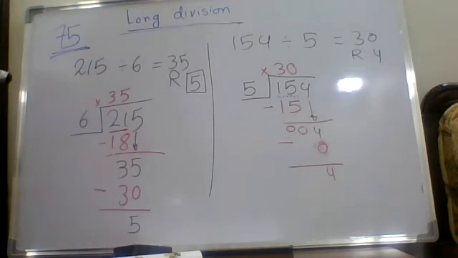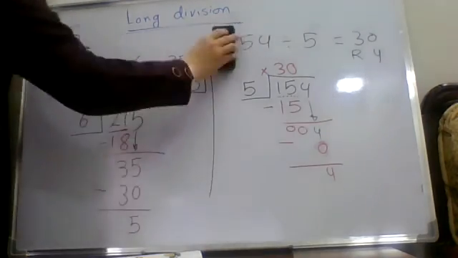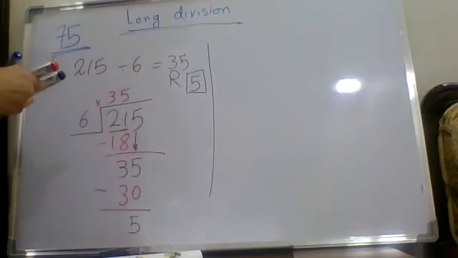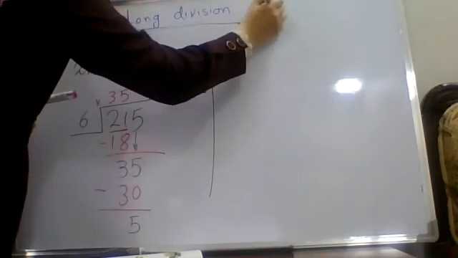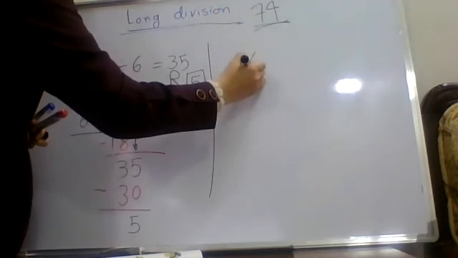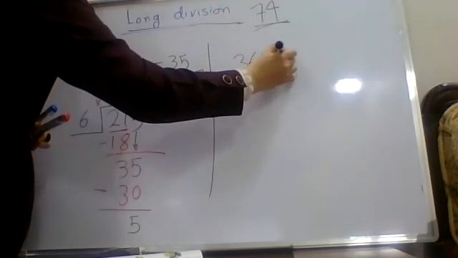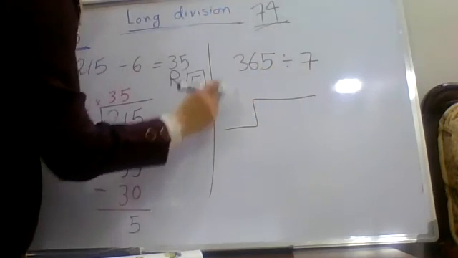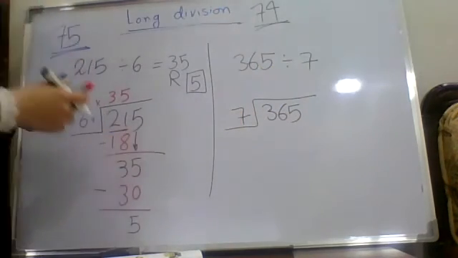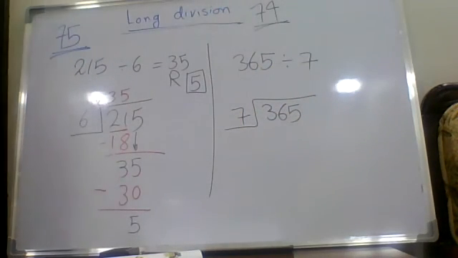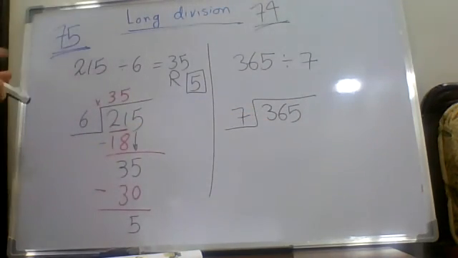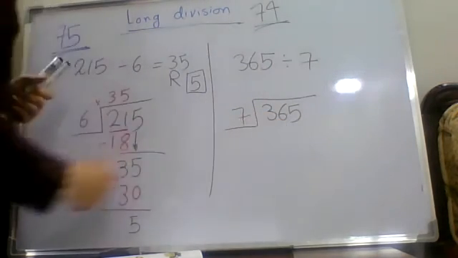Okay, let's do another exercise. This is our last exercise. It's on page 79 again. I have 365 divided by 7. Okay, long division again because it's a very big number. 7 divided by 7. Now check. How many 7s inside this 3? We can't find. So we look at the next place, which is 36.